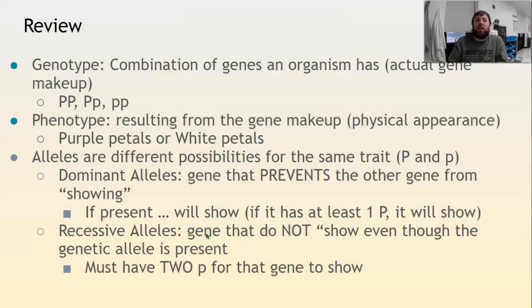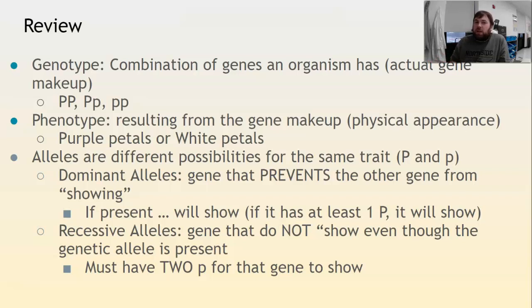Now, to review a little bit, we know that there's a couple of terms that we've been using over and over, like genotype. That's the combination of genes an organism has, the actual genetic makeup. And they're represented by letters. The capital letters are dominant, the lowercase letters are recessive. An individual who has a mix of the two is heterozygous, and a person who has both of the same is homozygous. The phenotype is the result from the genetic makeup, the physical appearance that we see in the individual, such as the trait of purple petals versus white petals, freckles versus no freckles, so on and so forth.